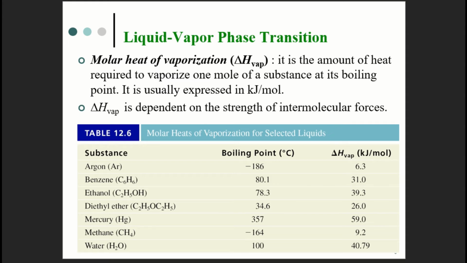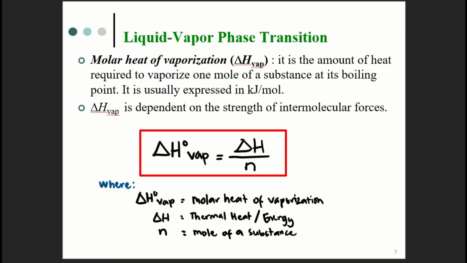So for example, we have water at 100 degrees Celsius. 1 mole of water can be vaporized at 40.7 kilojoules per mole. So it means that 40.7 kilojoules is needed to vaporize 1 mole of water. For molar heat of vaporization, we have this formula.